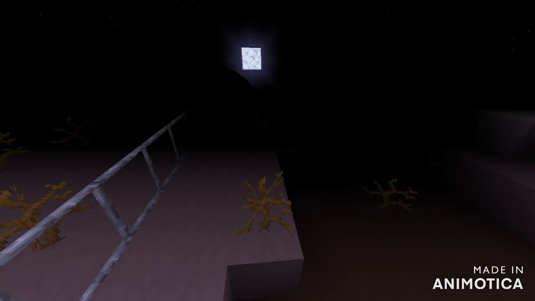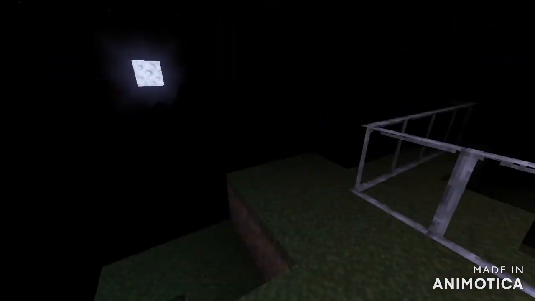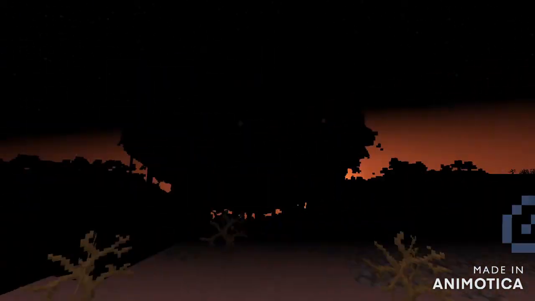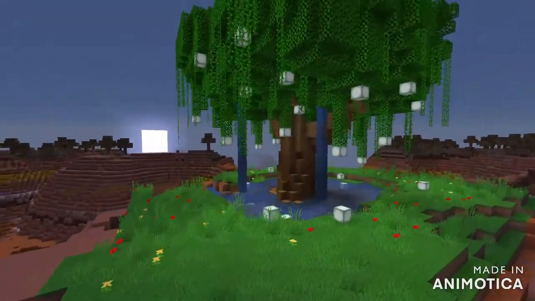Here in the Tree of Life, as you can see, following the iron bar right now, I created a custom texture pack to make the iron rod look a little bit more like a rod instead of jail bars. So we get to the end, and here's the Tree of Life.